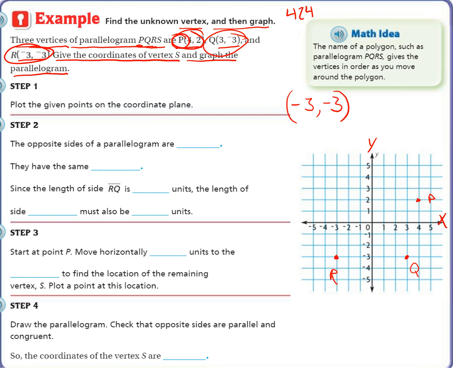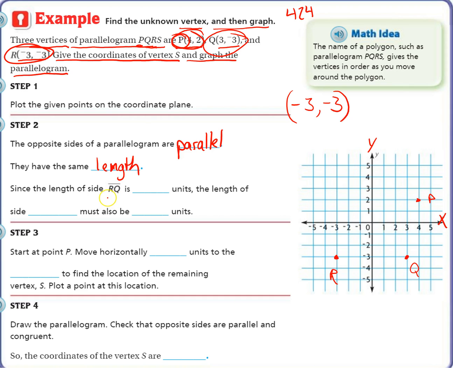Okay. Step 2, the opposite sides of a parallelogram are parallel. That's why it has the name parallelogram. The opposite sides are parallel. And they have the same length. Opposite sides of a parallelogram have the same length.